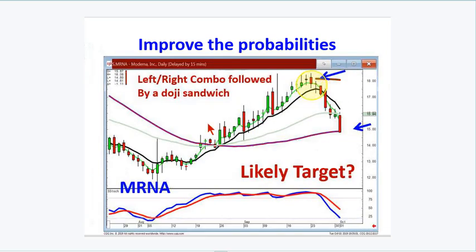Somebody was asking the other day, how do we tell where the targets are? We're using levels that we know everybody else is probably watching. So if I see a sell signal, left-right combo, followed by a bearish doji sandwich, where's my next likely target? At a level that everybody else is watching.